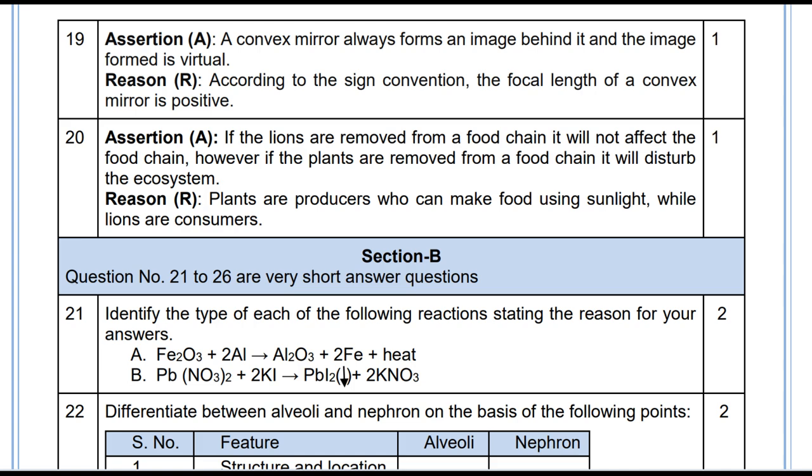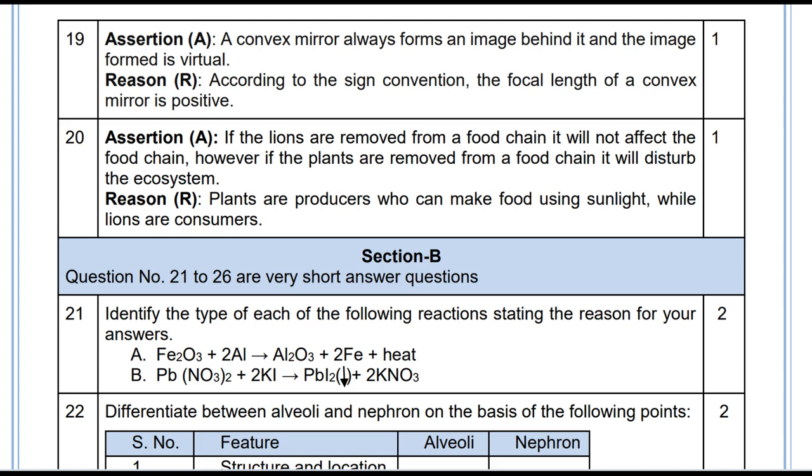Question 21. Identify the type of each of the following reactions, stating the reason for your answers. A. Iron oxide plus aluminium gives aluminium oxide plus iron plus heat. B. Lead nitrate plus potassium iodide gives lead iodide plus potassium nitrate.